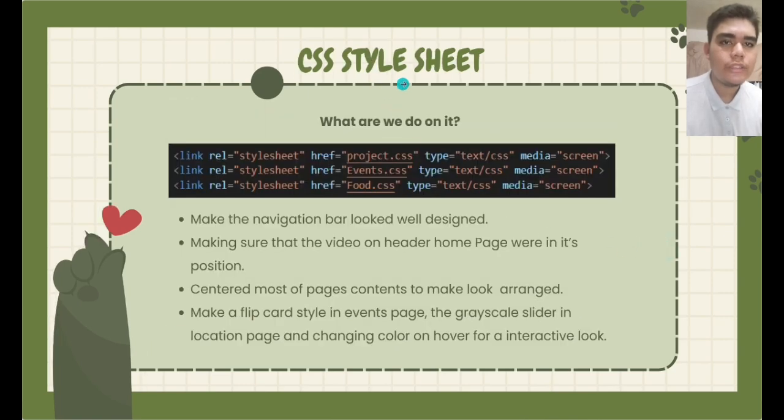Then for the CSS style sheet, here we use 3 identifiers: first project, second event, and lastly food. Make the navigation bar look well designed, making sure the design on the header stays in its position, centering most of the page content, making a gradient, making a Flipkart style in the event page, a grayscale set on the location page, and changing color on hover for an interactive look.